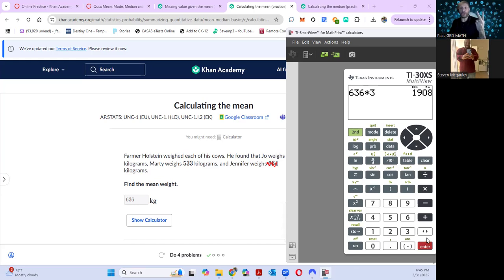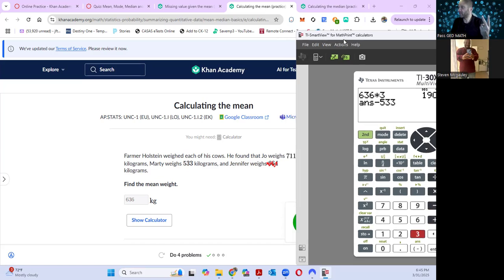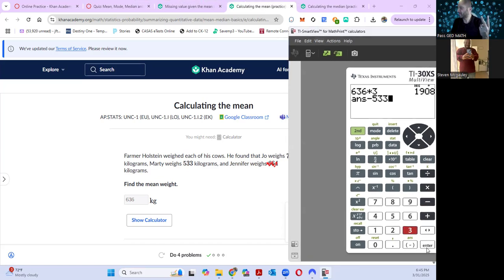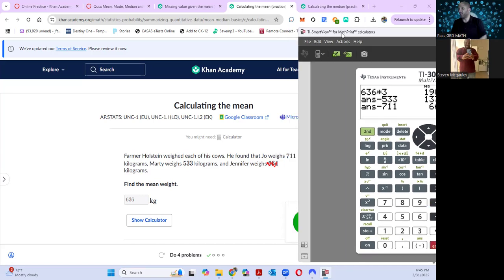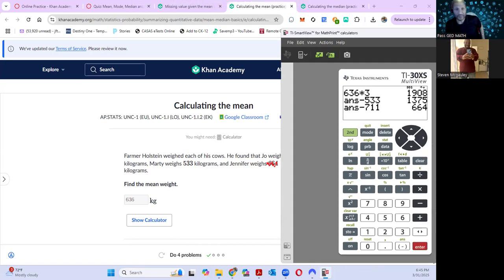So when we multiply by 3, we get the total. Well, we know how much 2 of them weigh, so we're going to subtract. Minus 533, minus, what was the last one? 711. So the missing cow weighs 664. See that? Got me? Yes, sir.